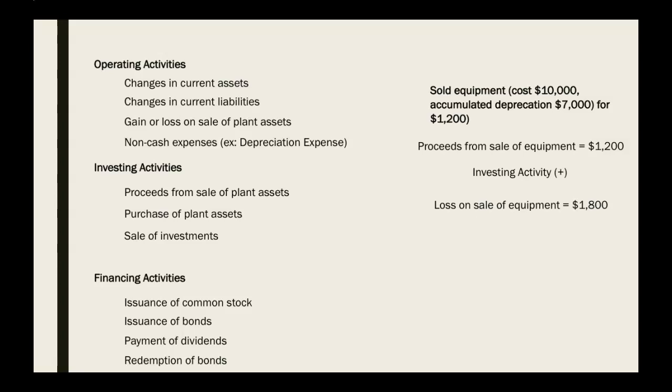So now we try and figure out, okay, where does a loss on the sale of equipment go? Well, loss on the sale of a plant asset, which equipment is a plant asset, that's in operating activities. So we put it under operating activities. And you'll notice we add it back in because we have to add that loss back into our net income. So that way we are just looking at our cash flows for the operating activities.